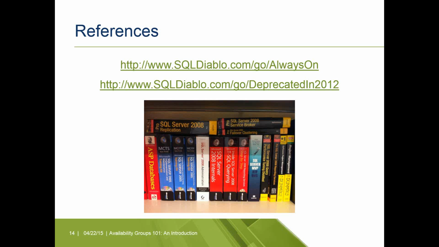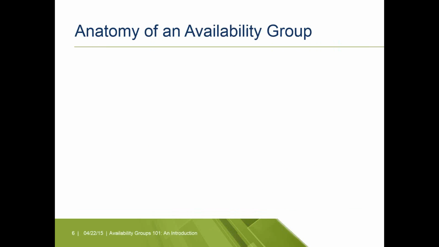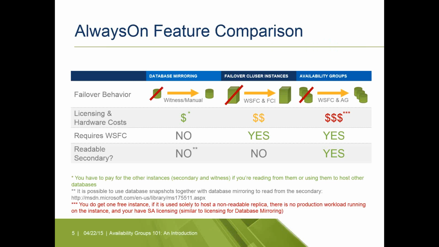A question from slide Always On feature comparison. It said you have to pay for other instances, secondary and witness, if using them to read. Can we read from witness? Ideally, witness on Express Edition, which is free, is enough.